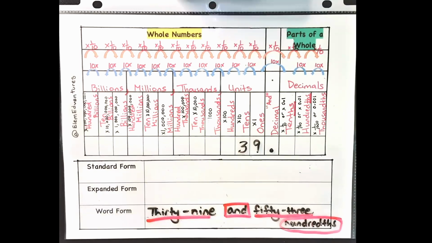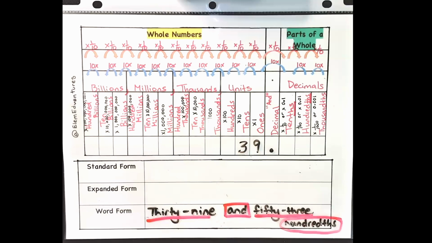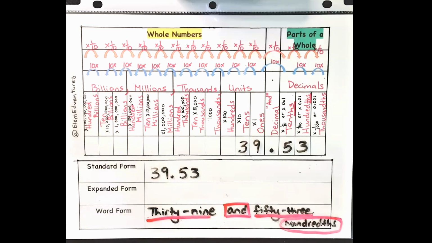Next, I notice that it says 5 hundredths. That means the digits 5 and 3 are on the right side or parts of a whole side of the place value chart. Let's double check. It says 53 hundredths. That means the last digit on the right, the 3, should be in the hundredths place. And it is. In standard form, the number is 39 and 53 hundredths.